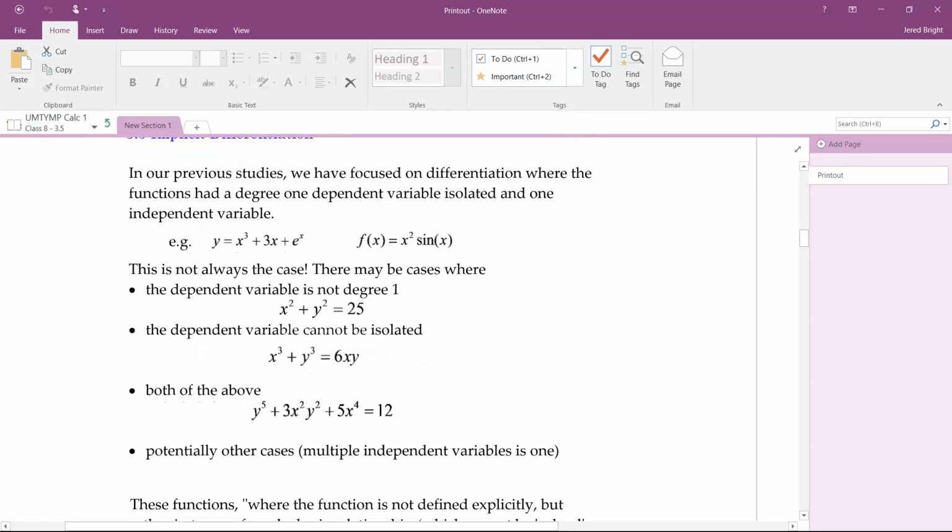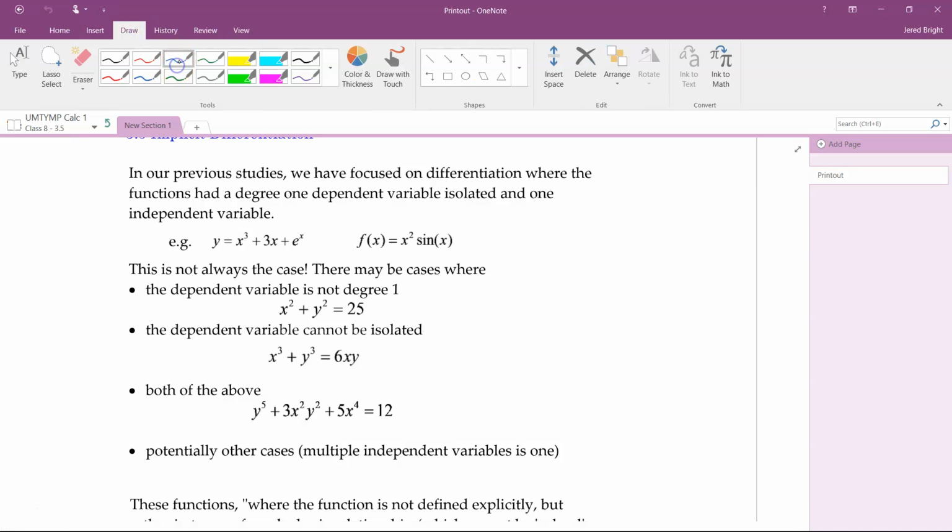But most of the functions that we've encountered up to this point have been functions of a single variable. Also, typically the dependent variable is isolated from the independent variable. The dependent variable again is y, and the independent variable is x, if you want to think about it that way. But we've always had cases where it is y equals something, right? There might not be that opportunity for us.